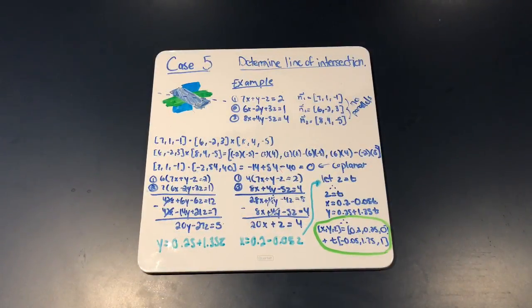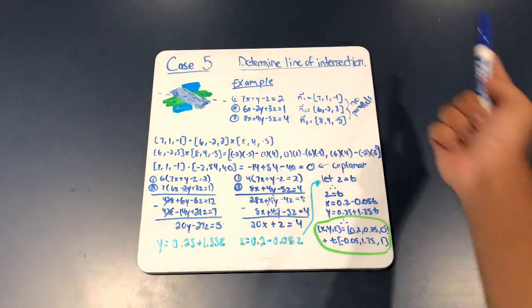Next, we'll be looking at case 5, and this is when planes intersect in a line. When planes intersect in a line, there are an infinite number of solutions. The normals are also coplanar, but they're not parallel. So here we have a question: determine the line of intersection. And we have an example here.